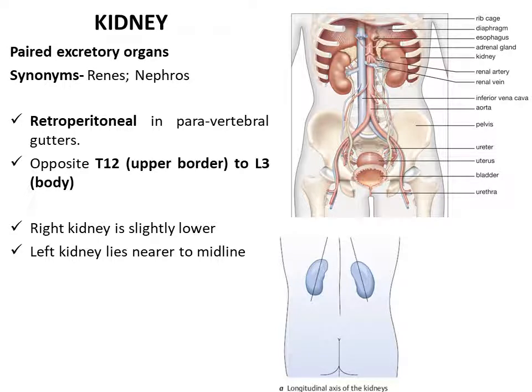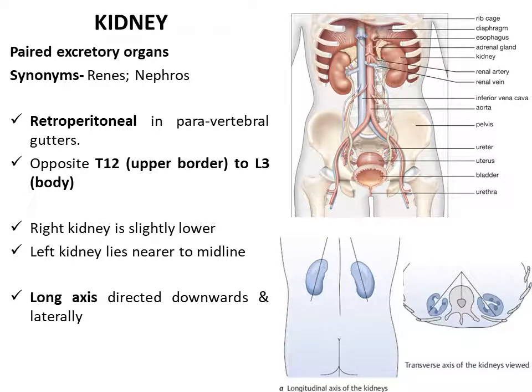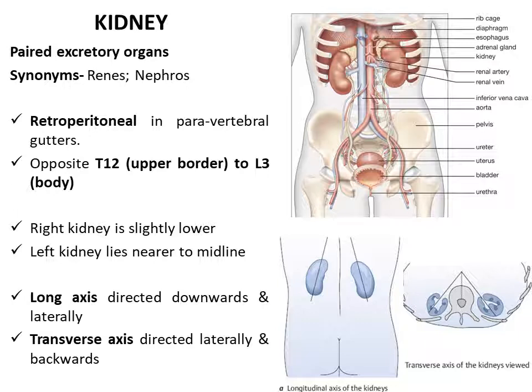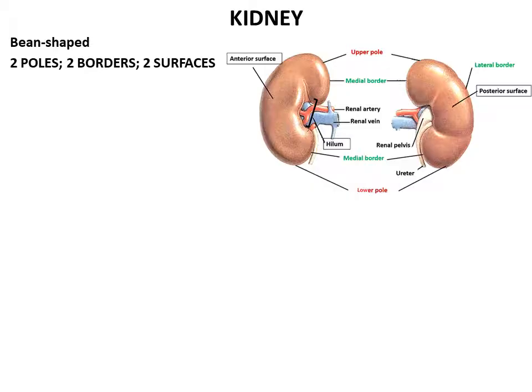The long axis of the kidneys is directed downwards and laterally. That is, the upper end or the upper pole of the kidneys is nearer to the midline than the lower end. The transverse axis of the kidneys is directed laterally and backwards. The kidneys rest on the sloping paravertebral gutters formed by the muscles.